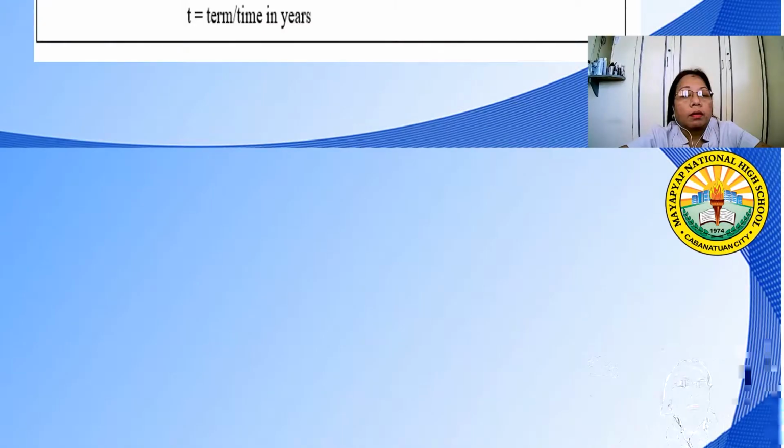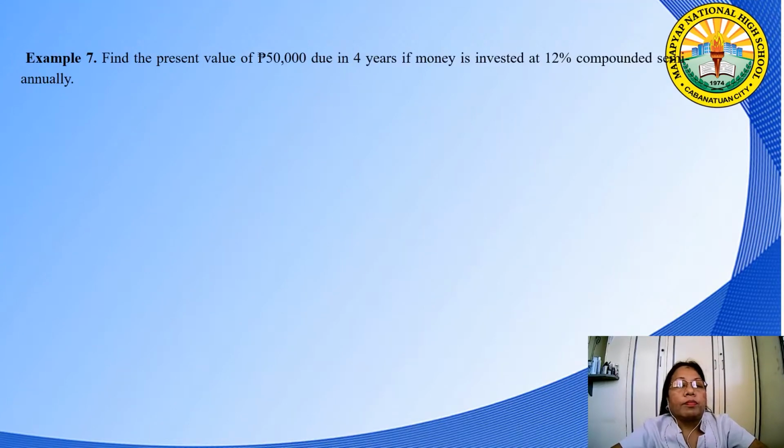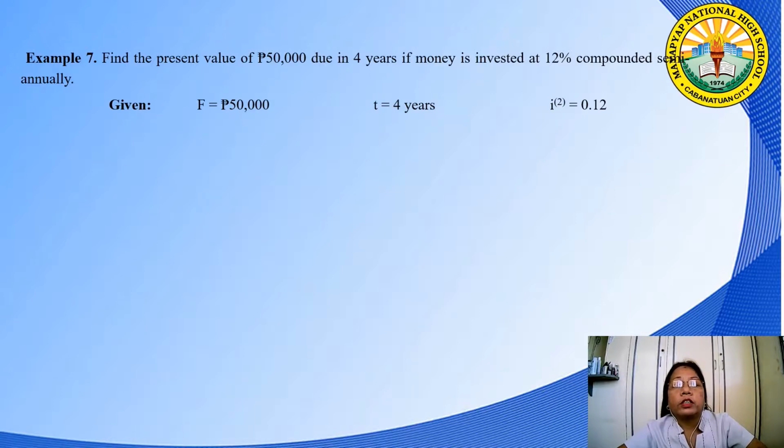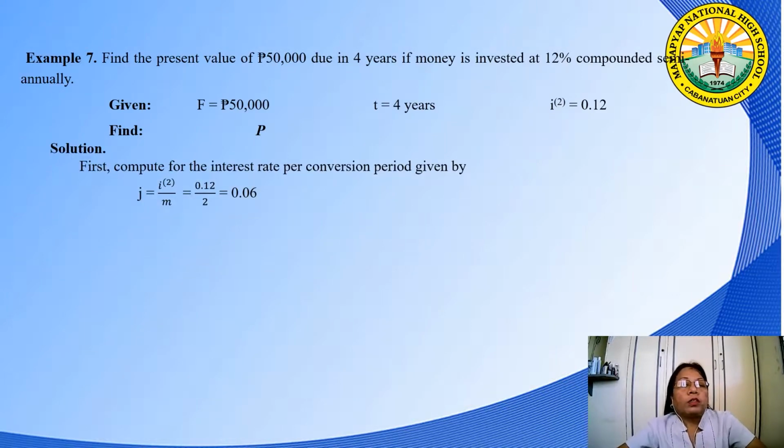Another example: find the present value of 50,000 pesos due in 4 years if money is invested at 12% compounded semi-annually. So identify the given. F is 50,000 pesos, t is 4 years, i raised to 2, since it is compounded semi-annually, is equal to 0.12. Then you are asked to find P or the present value. So first, compute the interest rate per conversion period given by j equals i raised to 2 over m equals 0.12 divided by 2. j is 0.06.